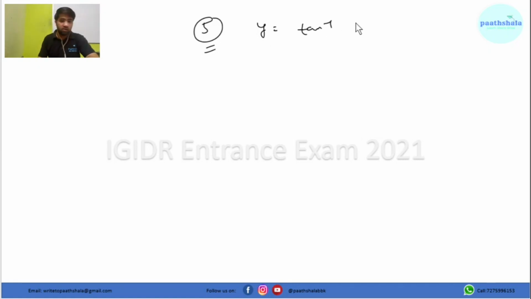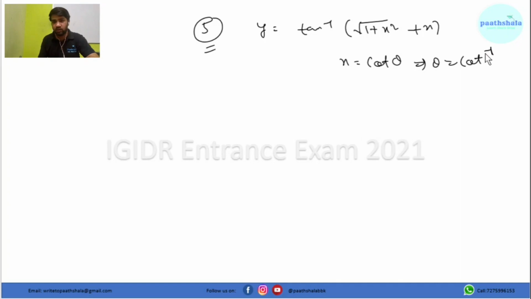Okay, so y equals tan inverse of under root 1 plus x square minus x, divided by under root 1 plus x square plus x. Here you have to put x equals cot theta. Now you may have a question: how am I going to know what to put? For that you need to practice a lot, and then only you can understand. So x equals cot theta, so theta will come out to be cot inverse x.